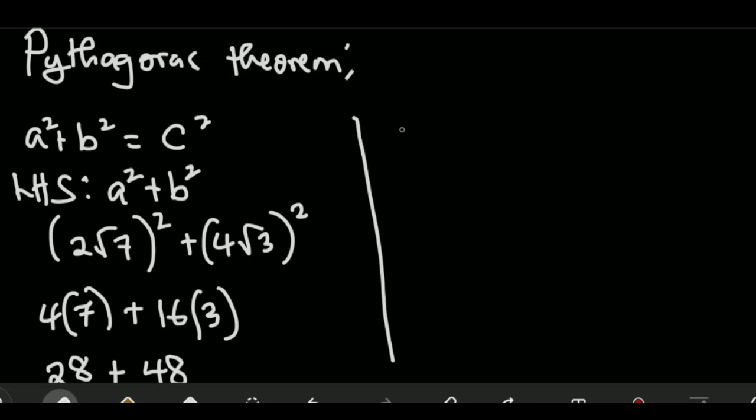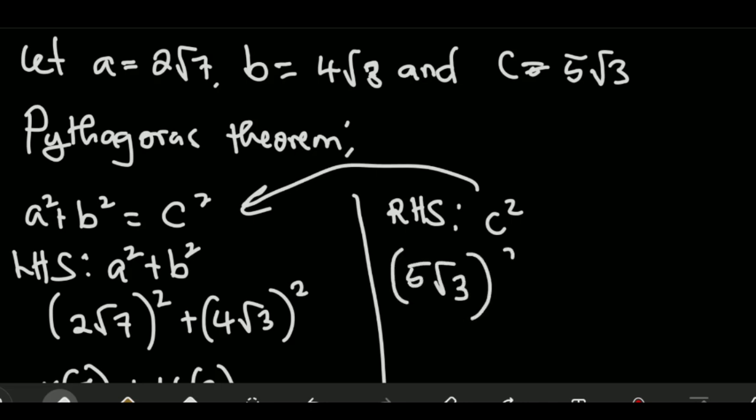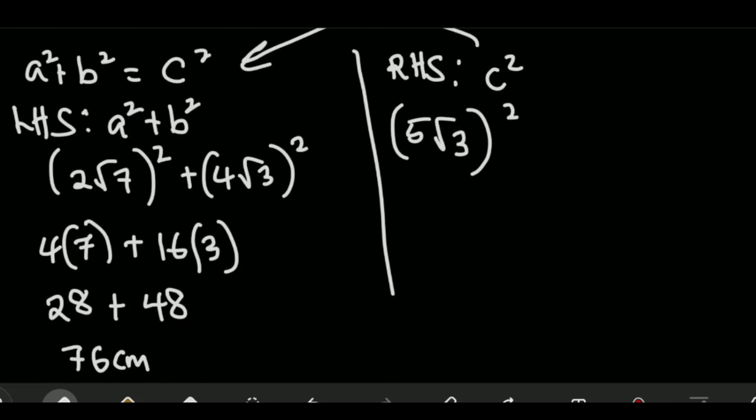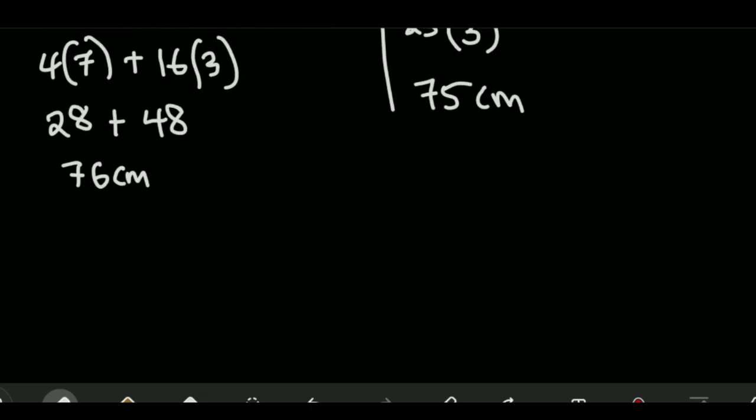Now let's move on to the other part, which is the right hand side. On the right hand side we have C squared, which is 5 root 3 all squared. And we see if it will give us what we have on the other part. So 5 squared gives us 25. Square root of 3 squared gives us 3. 25 times 3 gives us 75. And remember, these are centimeters.